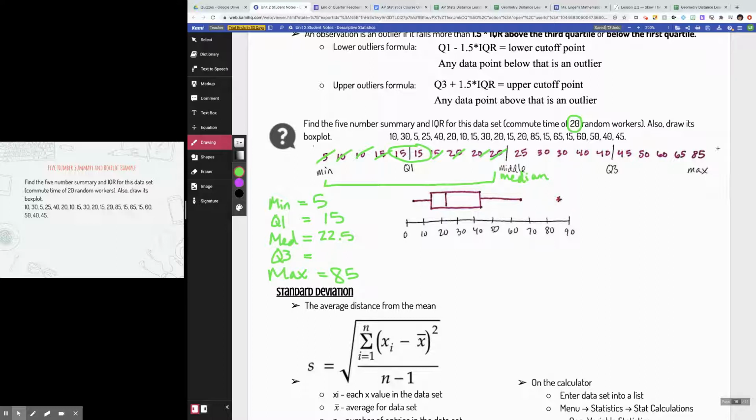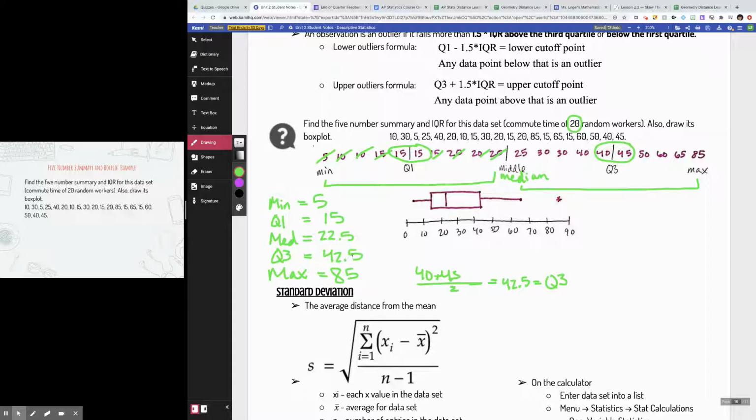For Q3, I'm looking at the upper half of my data, so I'm going here from 25 to 85, right? I found by counting that my two middle points of the upper half are the 40 and 45. I have to average them just like I did for the median. So 40 plus 45 divided by 2 is 42.5. So that's Q3.